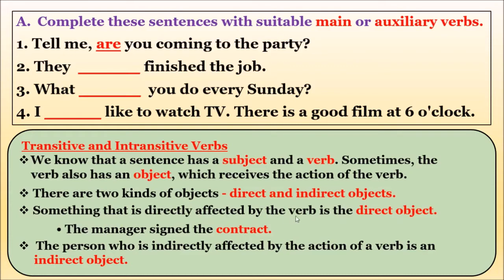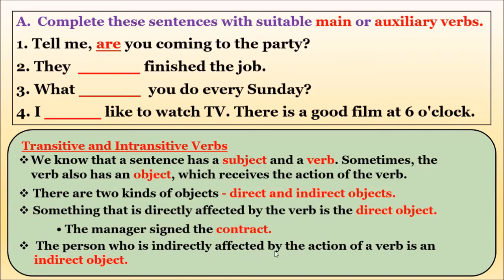Something that is directly affected by the verb is the direct object. The manager signed the contract. Manager is the subject. Signed is the verb. What did he sign? He signed the contract. So this is a direct object.